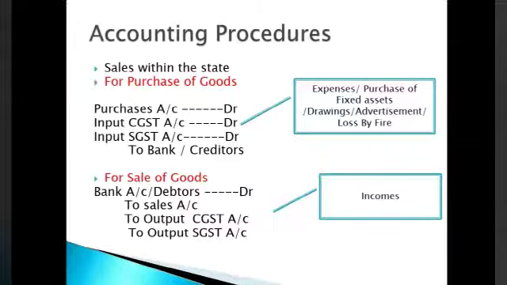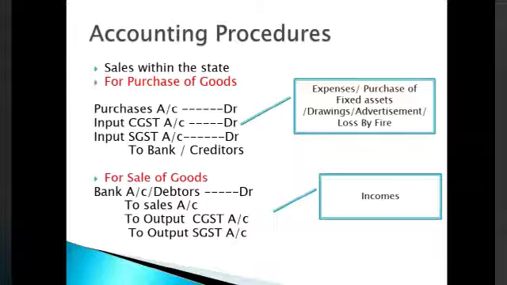The accounting procedure for GST is this, if the sale or the purchase is within the state. For example, if you are purchasing the goods within the state, the journal entry would be purchases account debit, input CGST account debit, treated as an asset over here, input SGST account debit, to bank or the creditors.